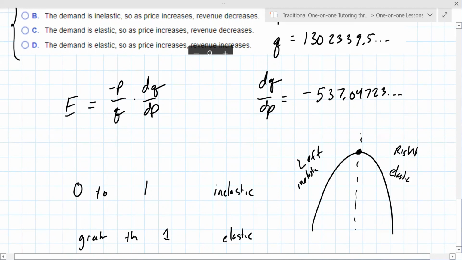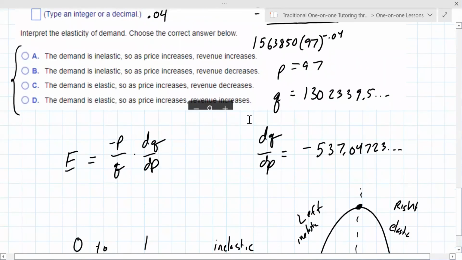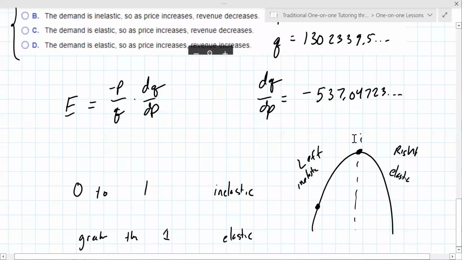And you really want to be at the top. So if it's inelastic, that means you're somewhere over here on the curve, which means you need to charge more so you can get to that max revenue point. And if you're elastic, you're charging too much, you need to charge less to get back to that max revenue point. So it looks like letter A would be correct on that one, because you want to increase your price to increase your revenue because you're not quite at the top there.